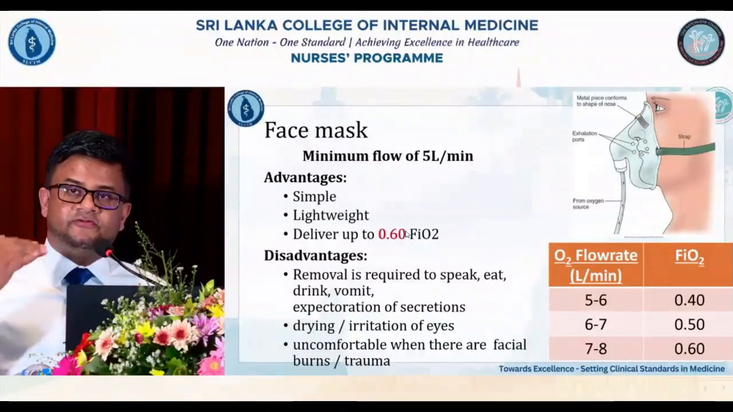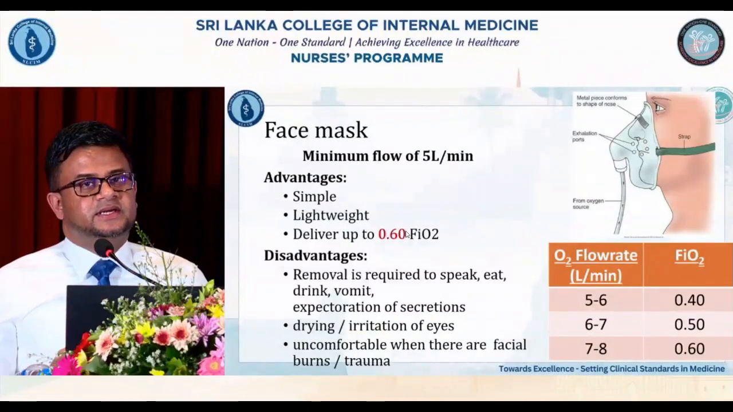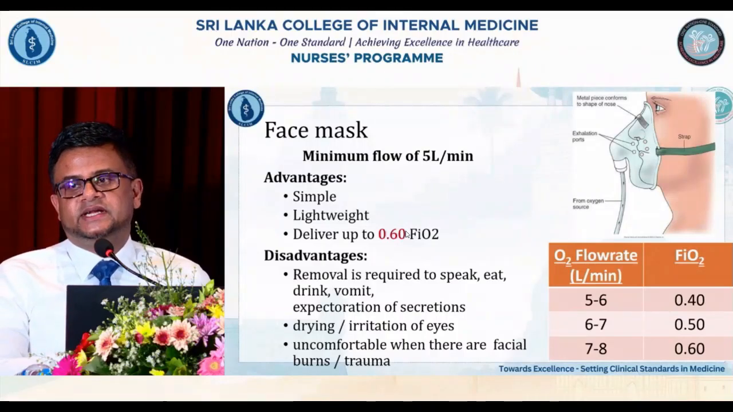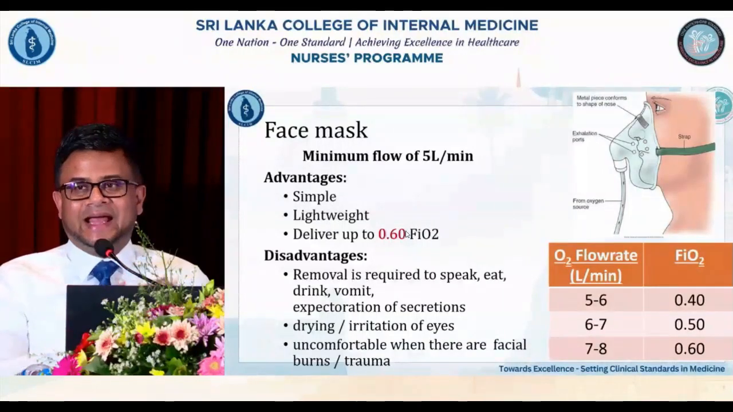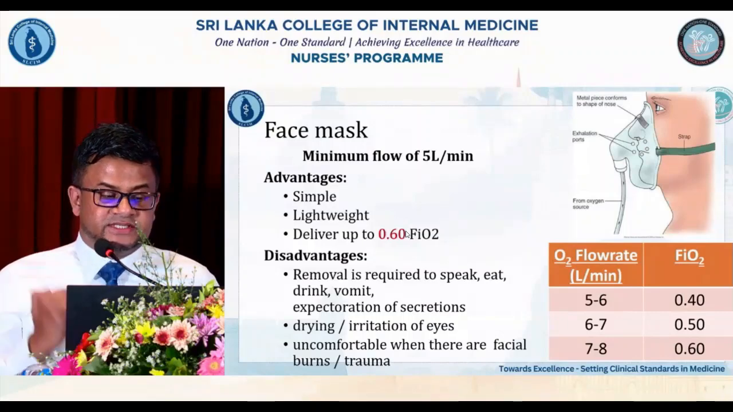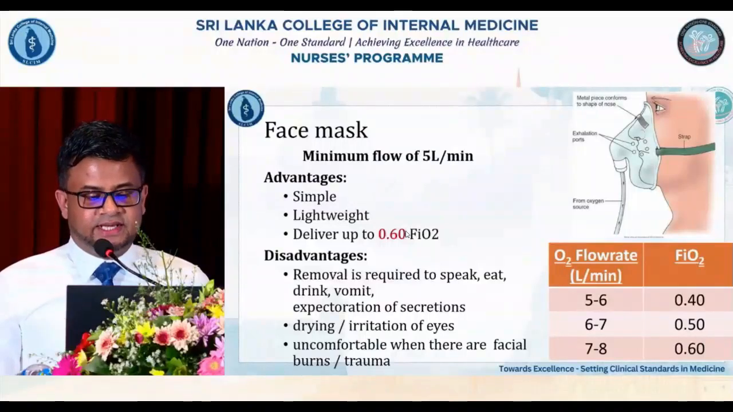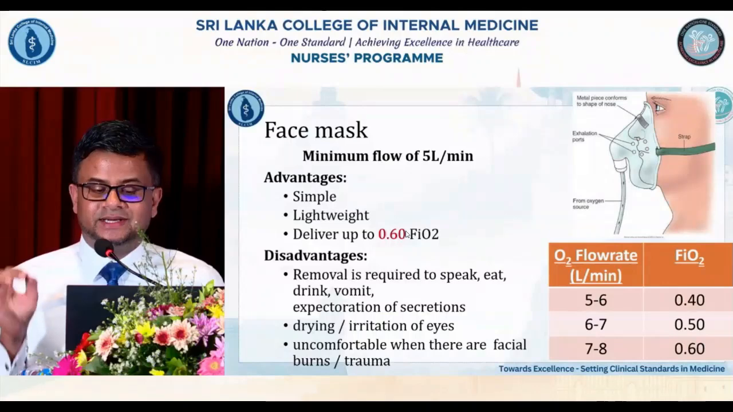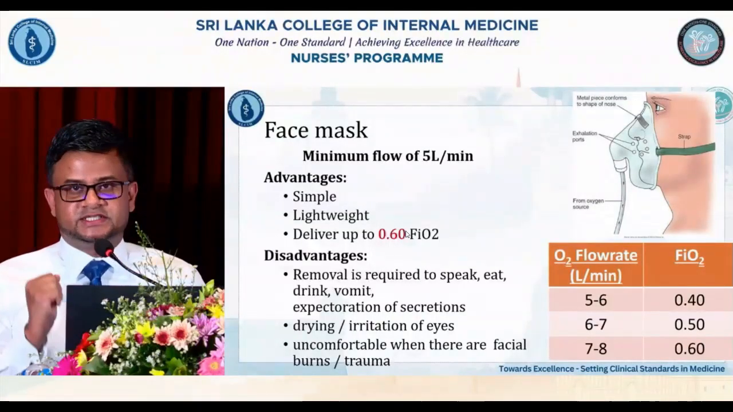Face mask is one step above; the minimum flow is 5 liters per minute. So if you're using a face mask, don't use flow rates below 5 liters. Use at least 5 liters per minute. It is simple and lightweight, and delivers up to an FiO2 of 60%, depending on the flow rate. Roughly, 5 to 6 liters gives 40%, 6 to 7 gives 50%, and 7 to 8 gives about 60%.